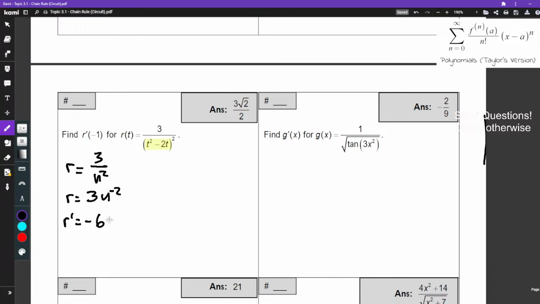negative 6 u to the negative 3 times du. Now we have to replace and find what u is. So whatever we took out is our u. 2t squared minus 2t. I can take the derivative of both of these things, so I don't have to do anything more. So I know that du is going to equal 2t minus 2.